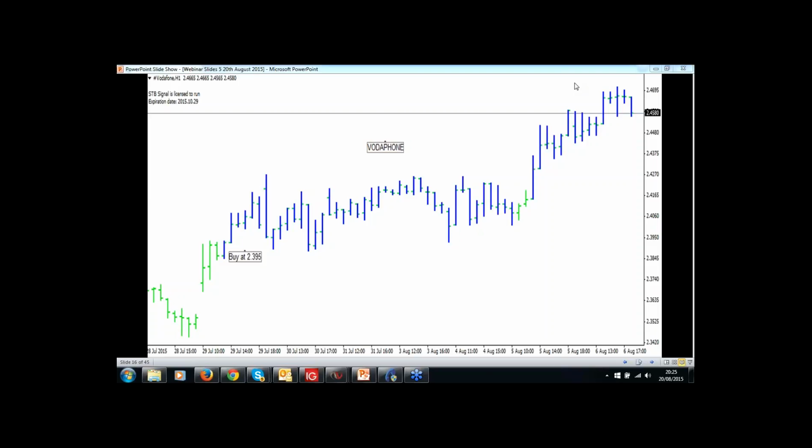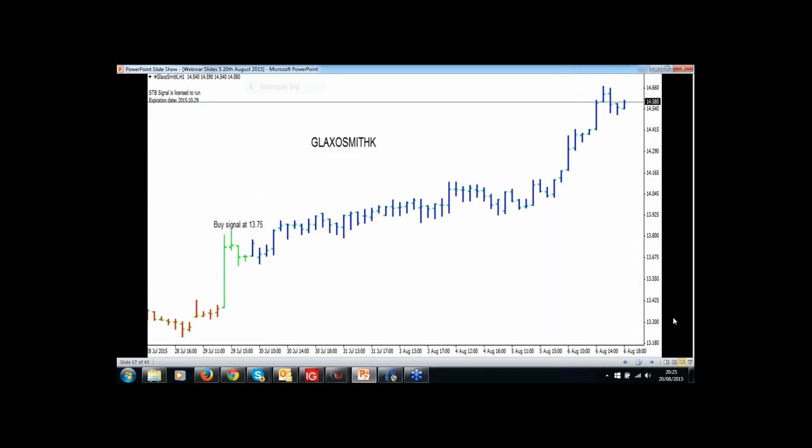Now, we go on to look at another chart. The next chart we're going to look at is GlaxoSmithKline. And again, you can see we got a buy signal here at 1375. The market went out of red, went into a neutral bias, went blue.